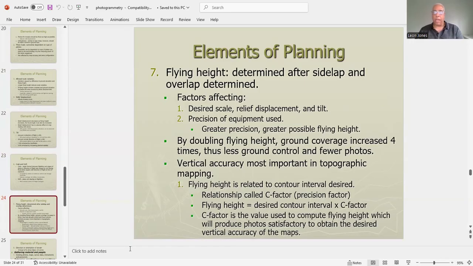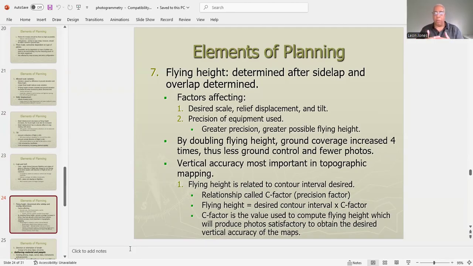Flying height is determined after side lap and overlap are determined. Here are the factors affecting it: desired scale, relief displacement, and tilt. Then you have the precision of equipment used. So with greater precision, you're going to have a greater possible flying height. By doubling the flying height, ground coverage increases 4 times, thus less ground control and fewer photos.